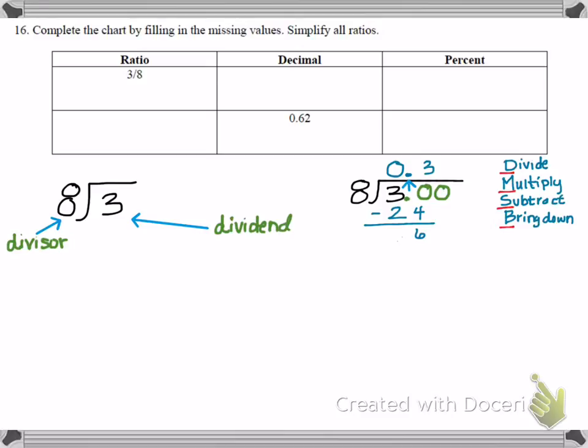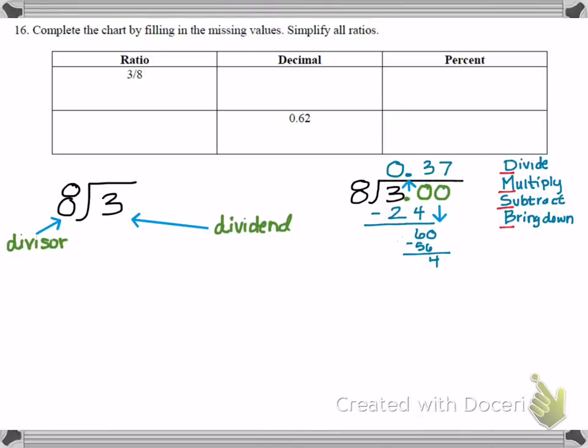And the B stands for bring down. I'm going to bring down the 0. Now I start the 4-step process all over again. I'm back up to divide. But this time I'm doing 60 divided by 8, which is 7. Then I multiply 7 times 8, which is 56. Then I subtract and get 4.